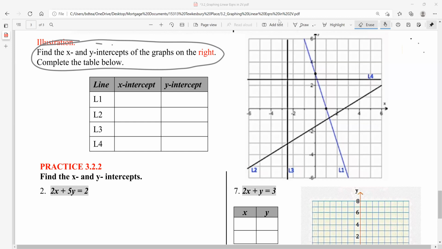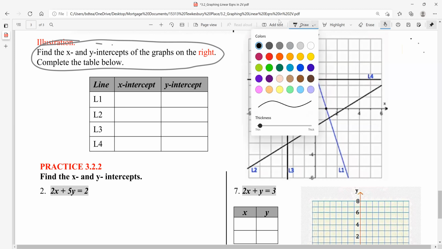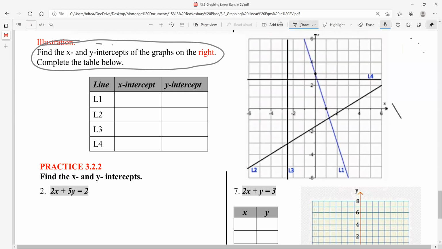If we look at line 1, here's your x-axis. Let me make sure that we can see our x and y axes. Our x-axis is here. Our y-axis is here. I'm going to make sure that we clearly know where our axes are. Again, this is a problem from the workbook. So let's look at line 1, the x-intercept. This is the origin here, right in the middle. You just put a point there so you know that's the origin.